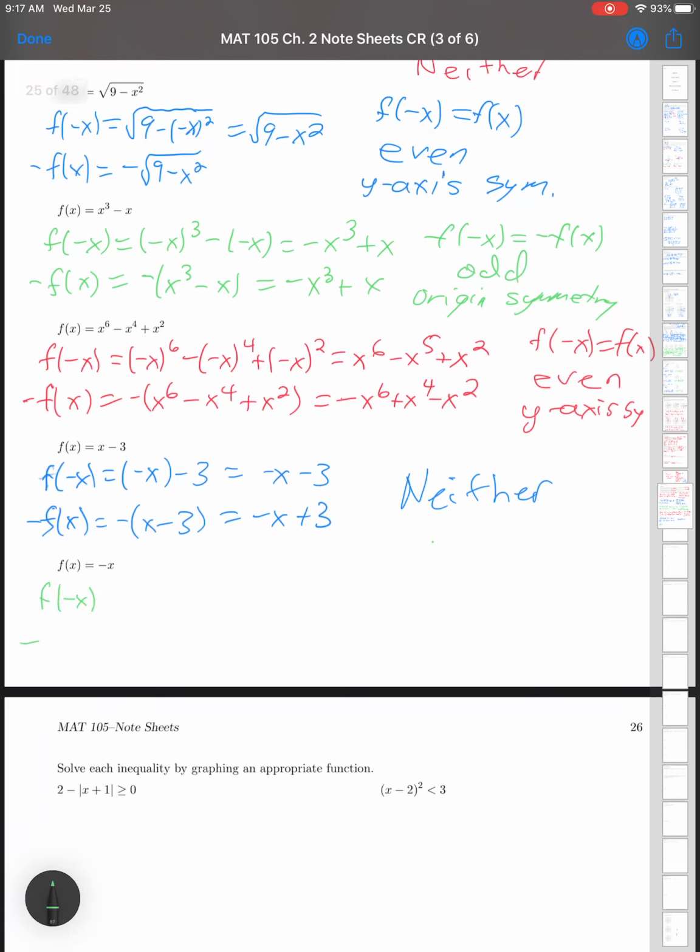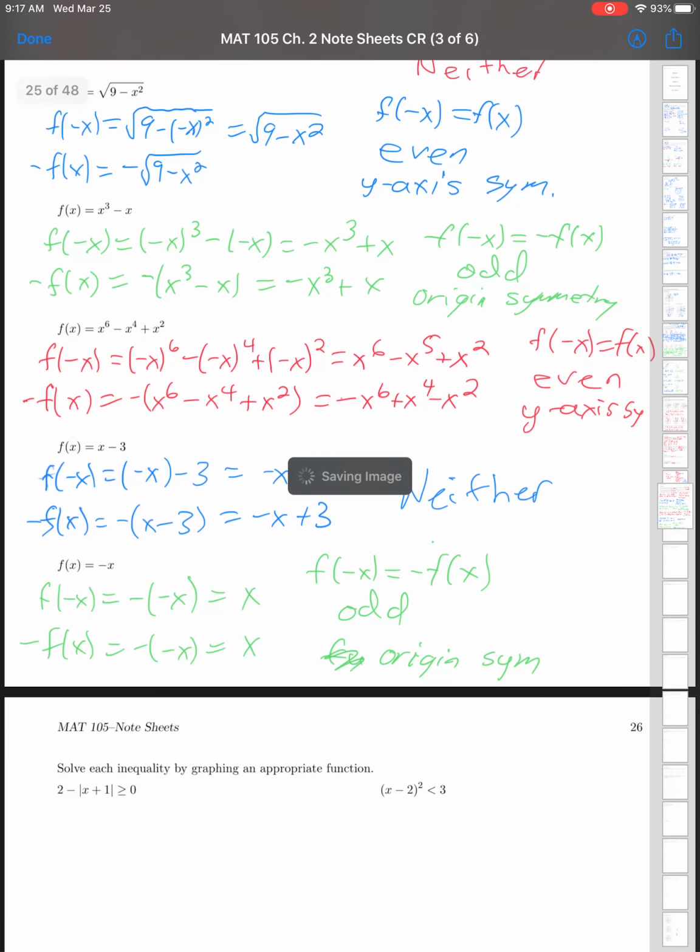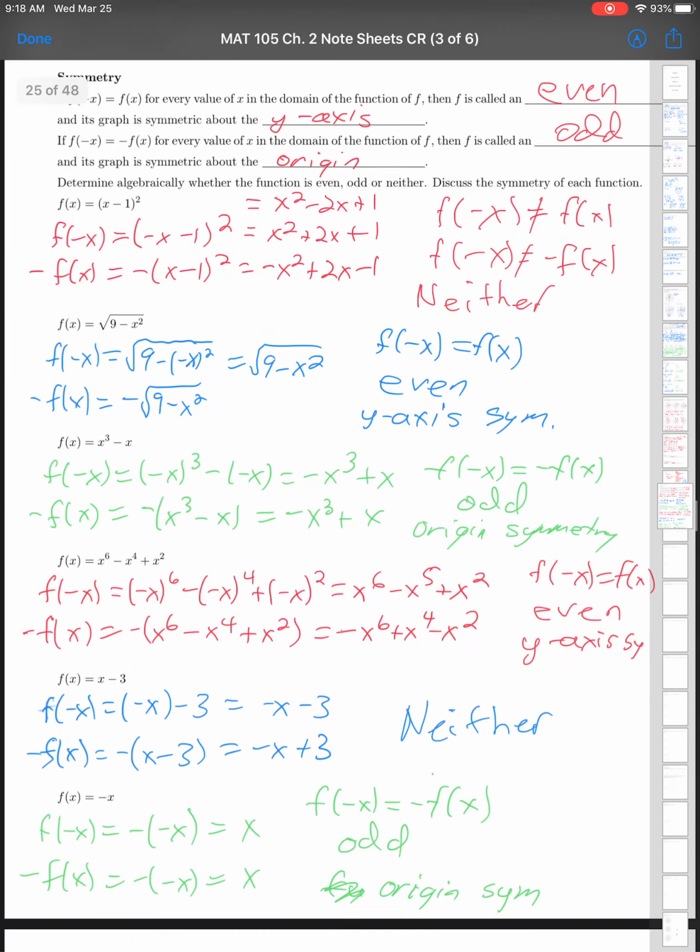And then for the last one, if we do f of the opposite of x and the opposite of f of x, this would be the opposite of the opposite of x, and this would be the opposite of the opposite of x, which are both x. So f of the opposite of x equals the opposite of f of x, which means that this is an odd function, and that it has origin symmetry.